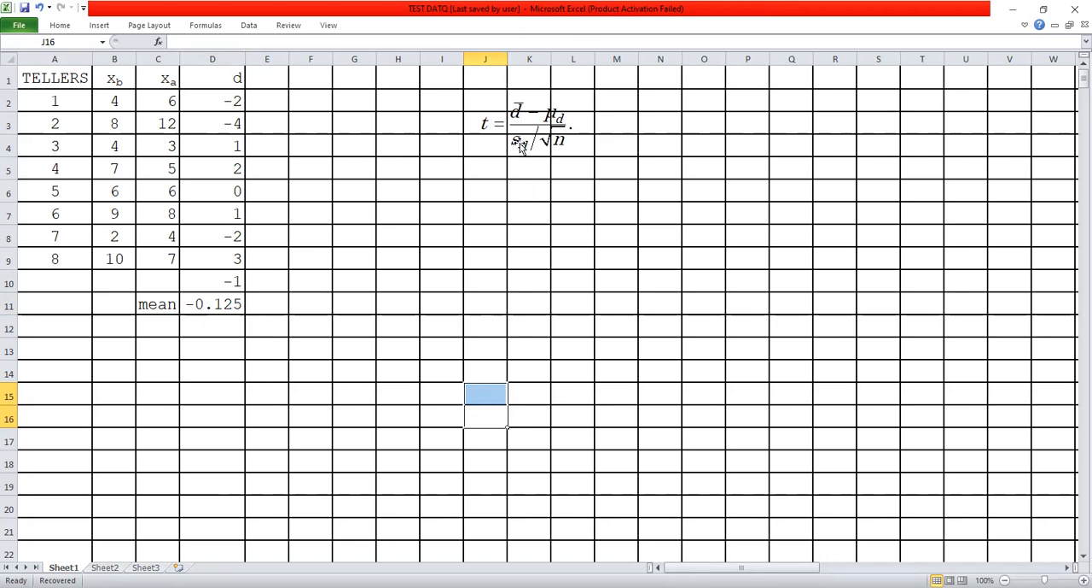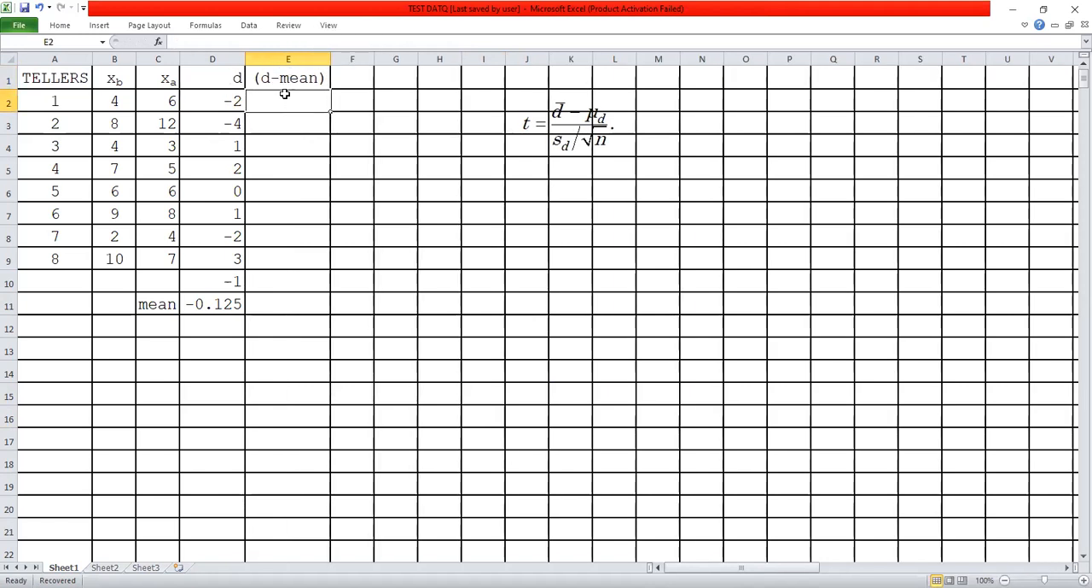Then we get SD. SD is the standard deviation, which is just D minus D bar, minus 1.25, minus 1, that is a D bar. So it is plus, because it's minus, I'll just add here. Minus mean, or you write minus D bar. So then square them. Square, because we want to get the standard deviation.